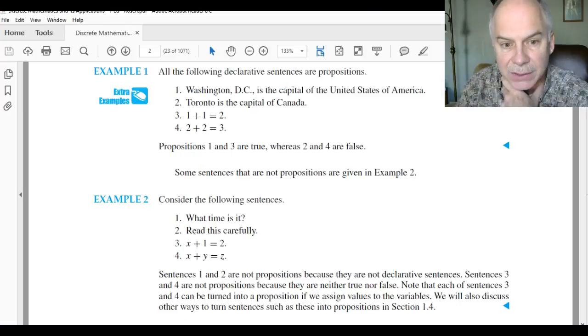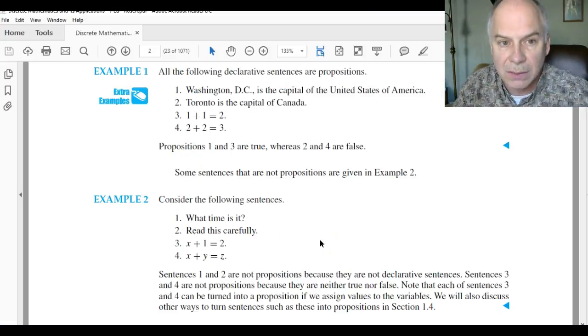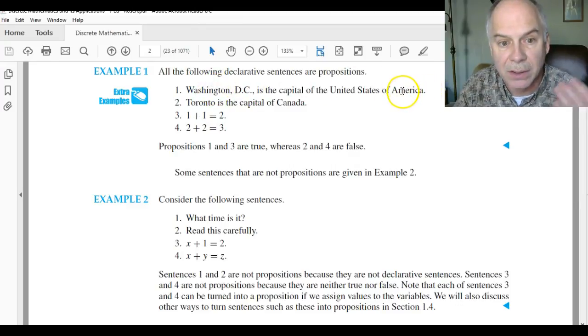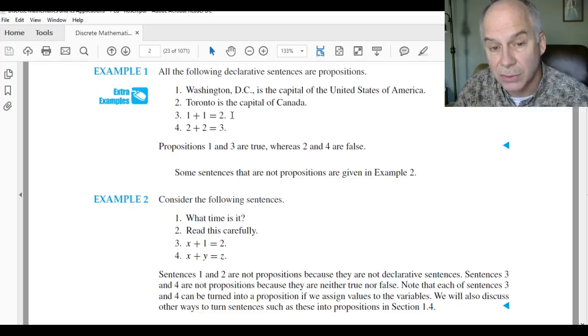Let me bring up the text real quick. This is page 2 of the text, and example 1 mentions Washington, D.C. is the capital of the United States of America. Now, that's clearly true. Toronto is the capital of Canada. That's false. Toronto is not the capital of Canada. Toronto is the capital of Ontario, but not of all of Canada. 1 plus 1 equals 2, obviously true. 2 plus 2 equals 3, obviously false. But those are all propositions.